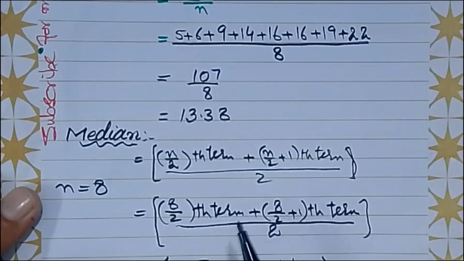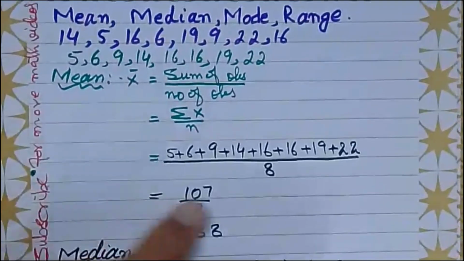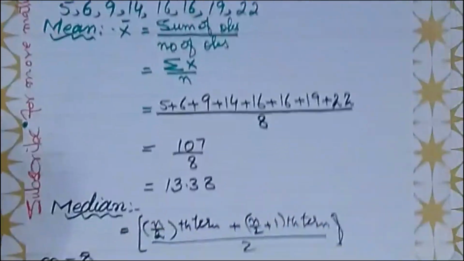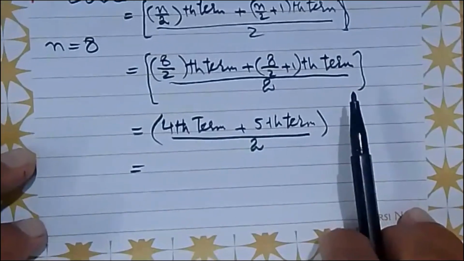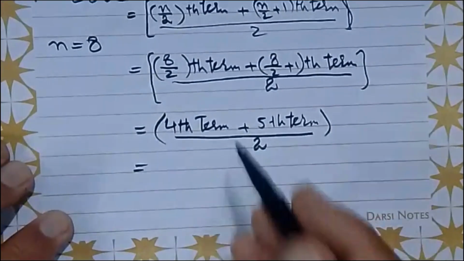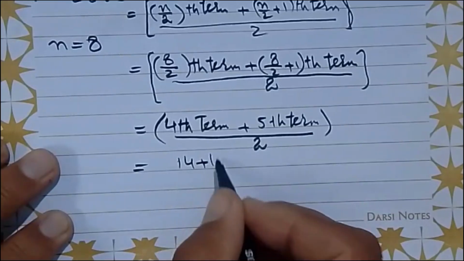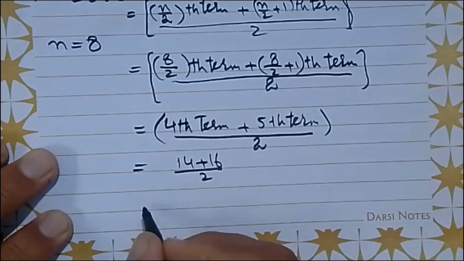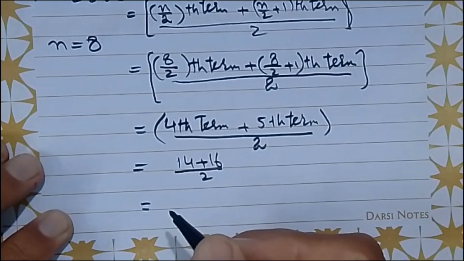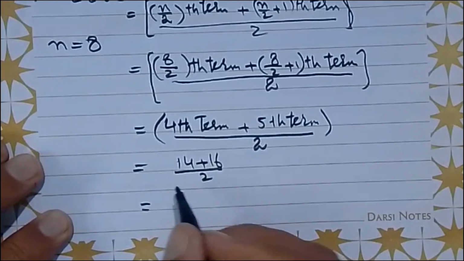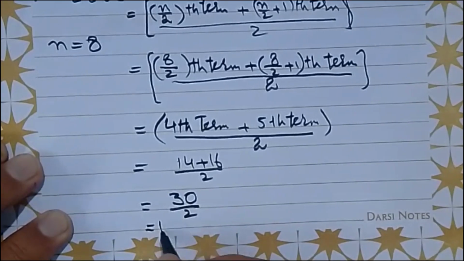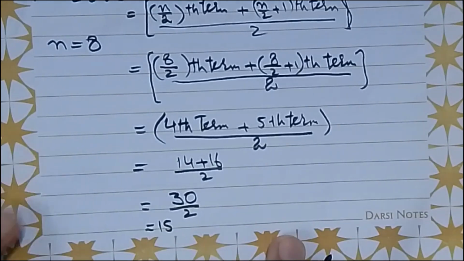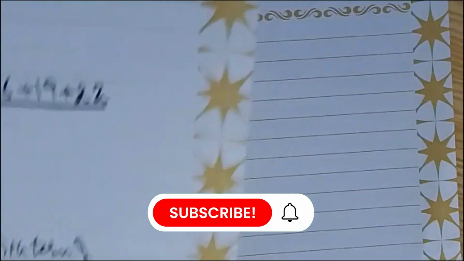The fourth term is 14 and the fifth term is 16. Therefore, it is equal to 14 plus 16 divided by 2, which is 30 divided by 2, equal to 15. 15 is our answer. Now for mode.